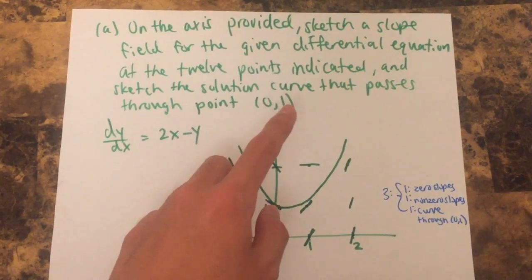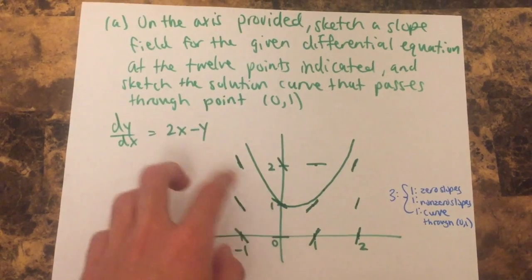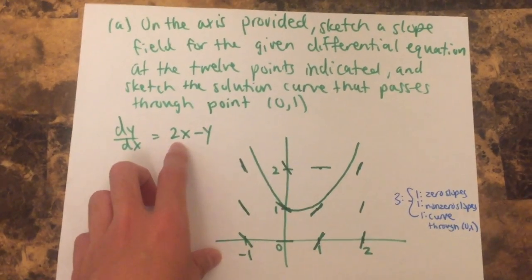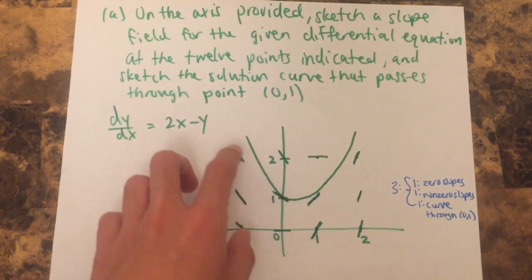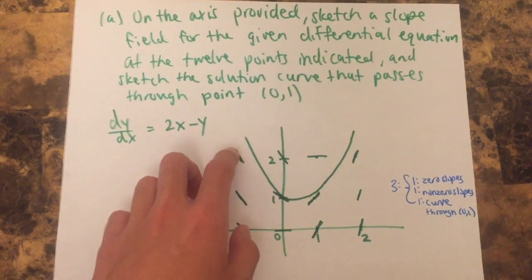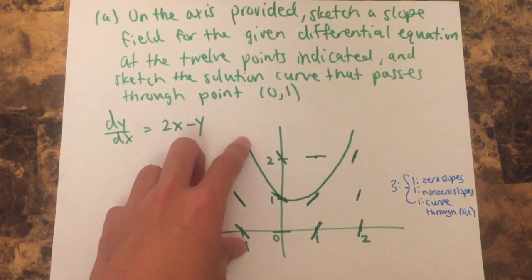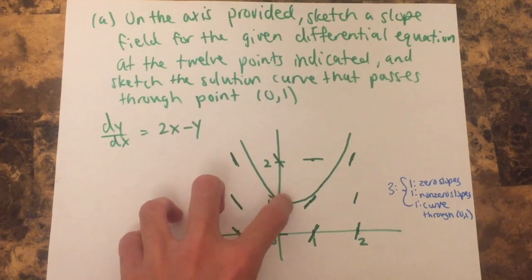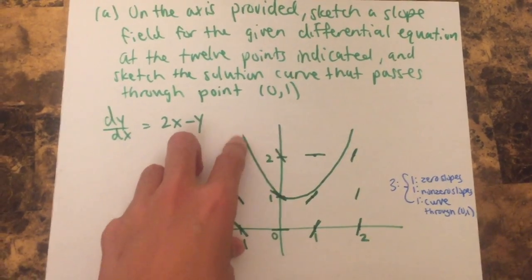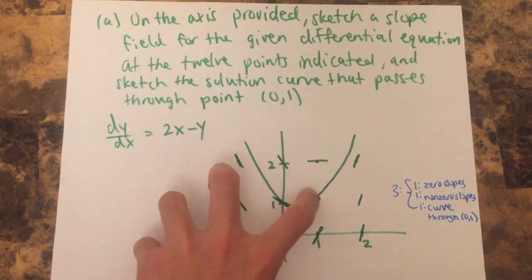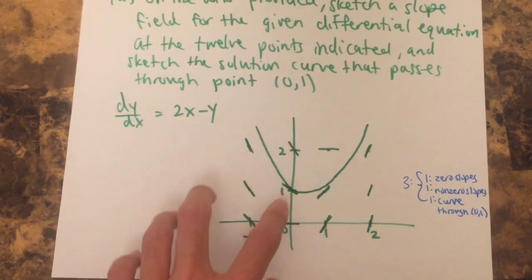and the next part says to sketch the solution curve that passes through point (0, 1). So you plug it in here, you get negative 1 as your slope. So you have negative 1 here. And looking at the slope field you have, you can see the general trend of how the curve will form if you were to draw a line. So this is just how you sketch the solution curve that passes through point (0, 1).